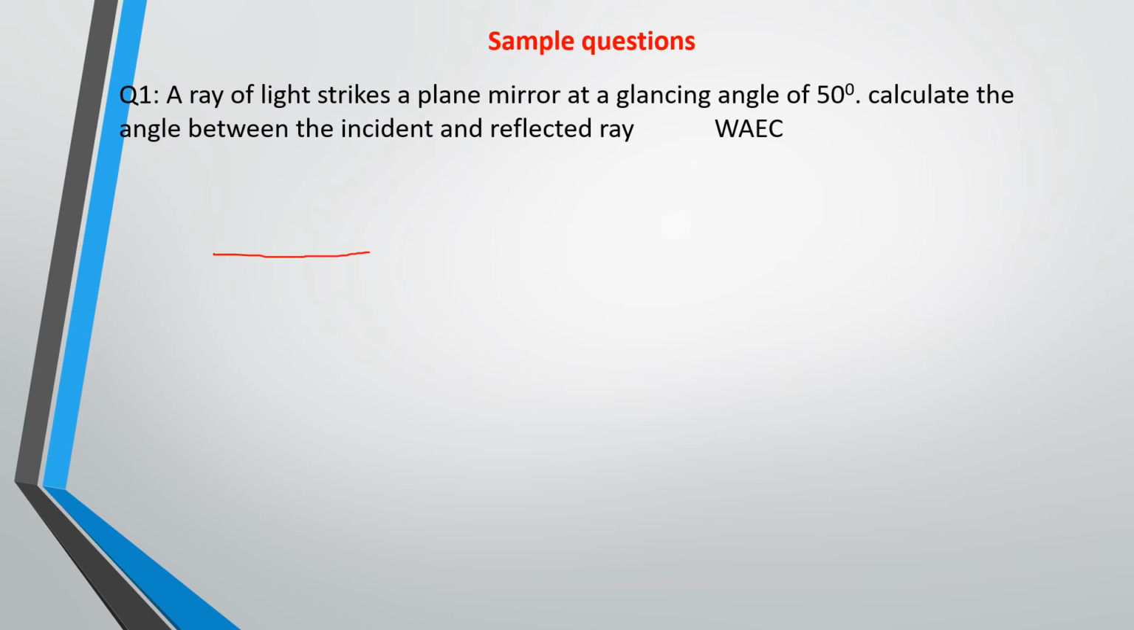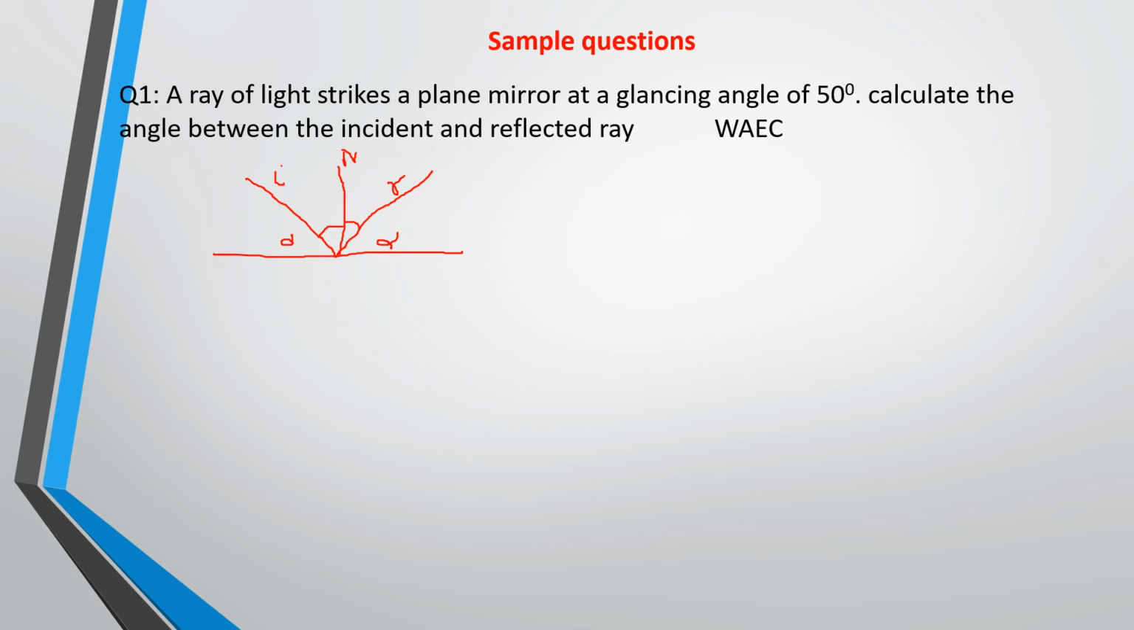Okay, so this is your reflecting surface, then this is your incident ray, and then this is your reflected ray, then this is your normal. Sorry about my drawing. This is your incident ray, this is your reflected ray, then this is your glancing angle. Okay, so I hope that brings out the point that the question is saying.